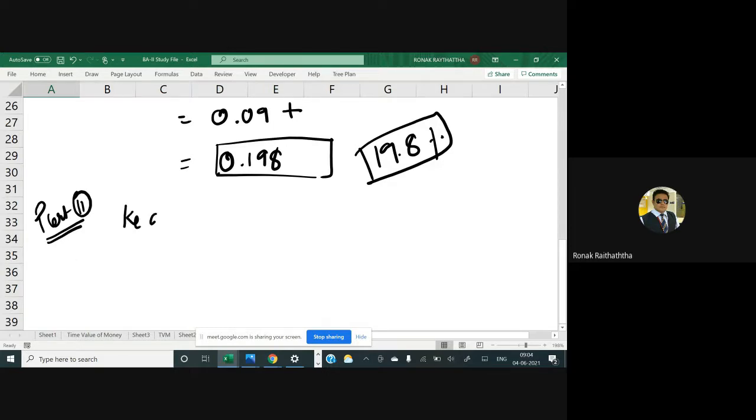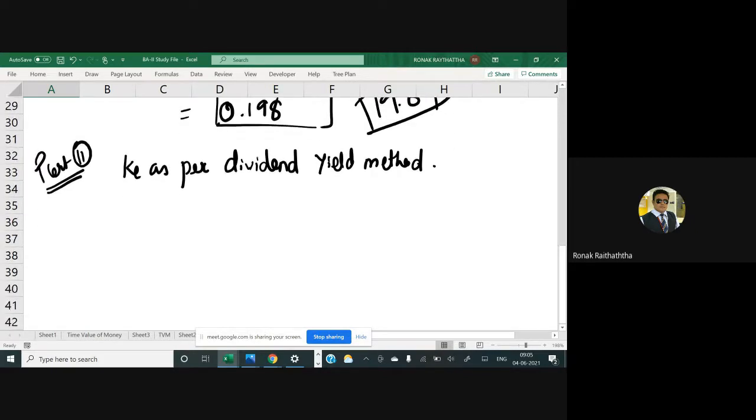KE as per the dividend yield method. Now this dividend yield method is also referred to as Gordon's growth model, or the dividend growth model as well. So there are two to three names for it, so you shouldn't get confused by those names. Whenever you see Gordon or dividend, straight away apply this formula.